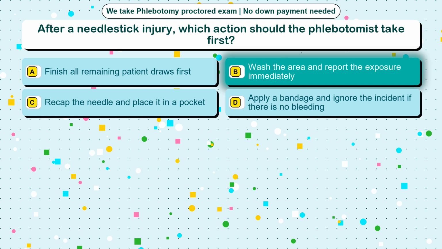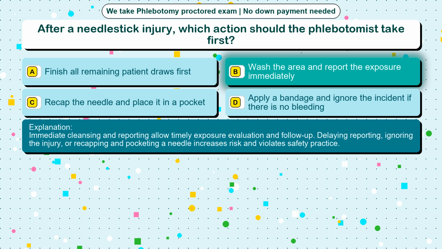The correct answer is option B, wash the area and report the exposure immediately. Immediate cleansing and reporting allow timely exposure evaluation and follow-up. Delaying reporting, ignoring the injury, or recapping and pocketing a needle increases risk and violates safety practice.